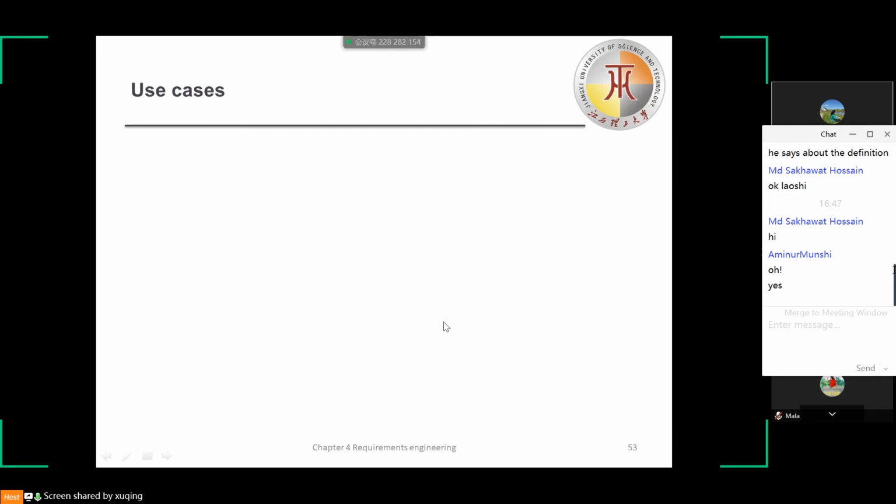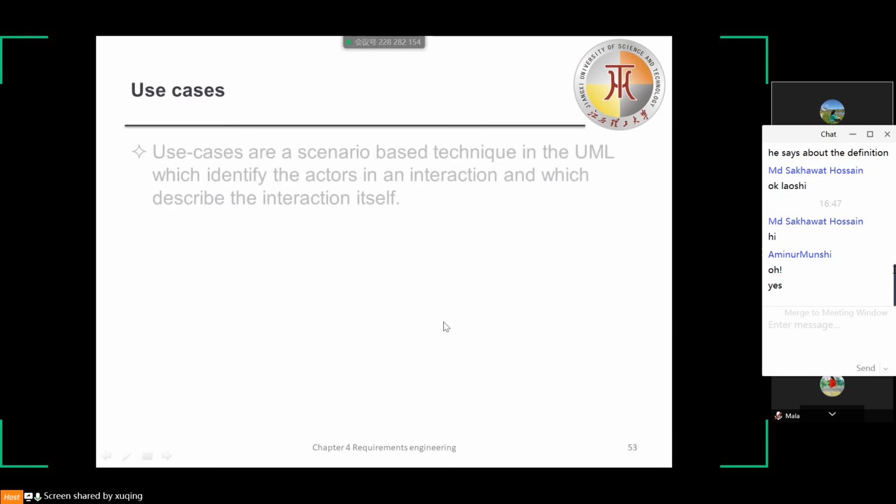Use cases are a requirements discovery technique, and they are a scenario-based technique in the UML which identify the actors in an interaction and which describe the interaction itself. Here, this technique has become a fundamental feature of the Unified Modeling Language, UML. In the simplest form, a use case identifies, as we said here, the actors involved in an interaction and names the type of interaction.